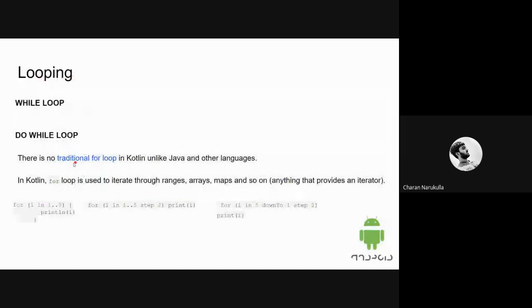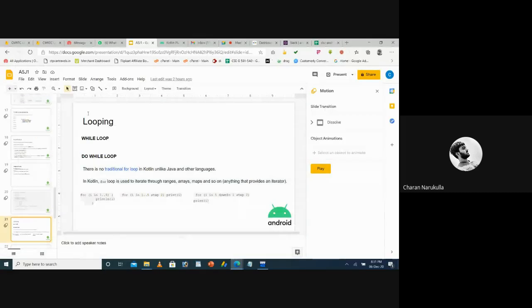Next, we can learn the basic concepts of looping in Kotlin. While loop is the same as in our traditional languages. Do-while loop is also the same as in traditional languages. But there is a loop called for loop. This is not the same as in other programming languages. This is quite similar to the Python language. Let me show this with an example here.